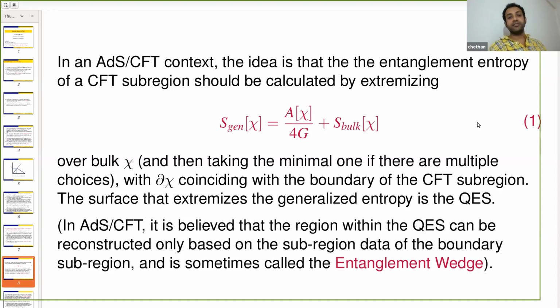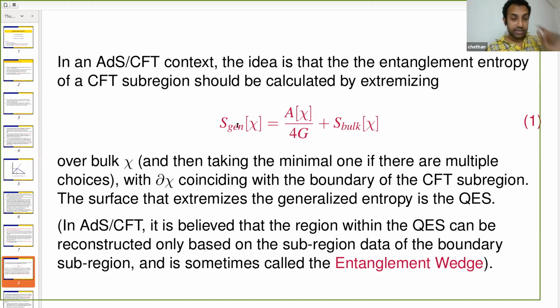Okay, so in an AdS/CFT context, the idea is that the entanglement entropy of a CFT subregion should be calculated by extremizing this generalized entropy; you can think of the right-hand side as the definition of the generalized entropy. And chi is some bulk surface that is anchored to the boundary of the boundary subregion. When I say S bulk of chi here, I mean the bulk entanglement entropy of the field modes that live in the region bounded by the boundary subregion and chi. So this is the generalization of S gen.